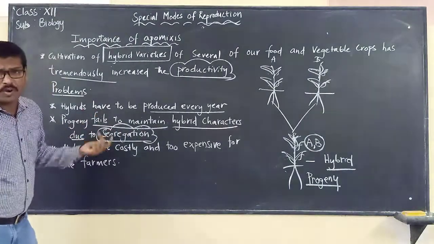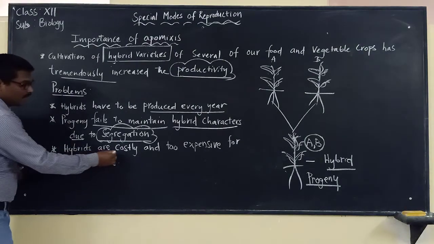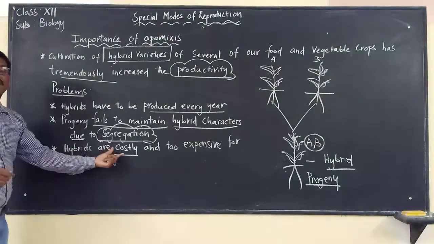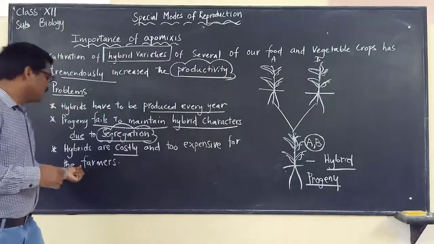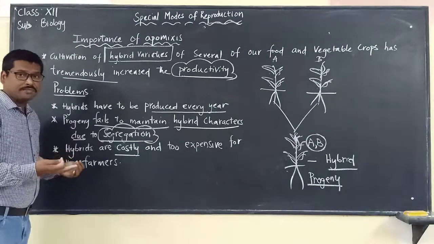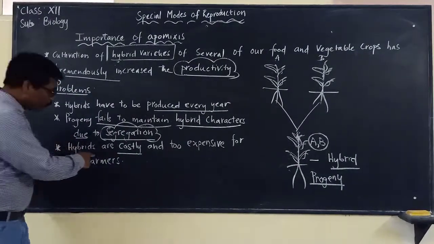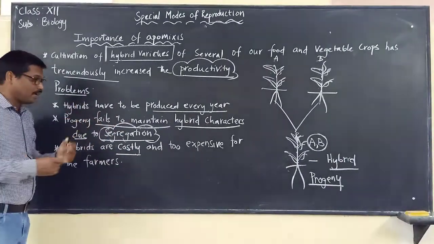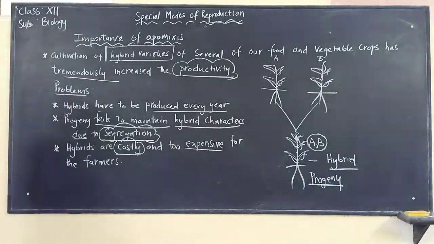That is a long process in which the farmers have to spend a lot of money. So hybrids are costly and too expensive for the farmers. If they have to produce year after year, it is very hard for them. It is very hard for them to produce the hybrid-character-containing seeds, and it will be very costly and expensive for the farmers.